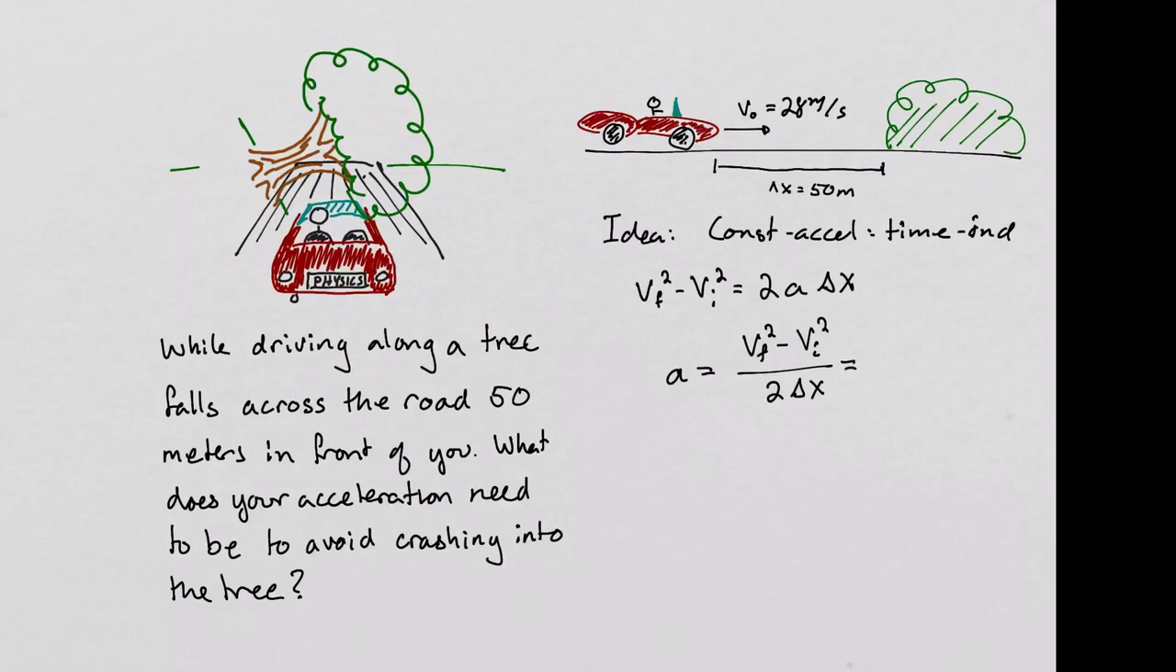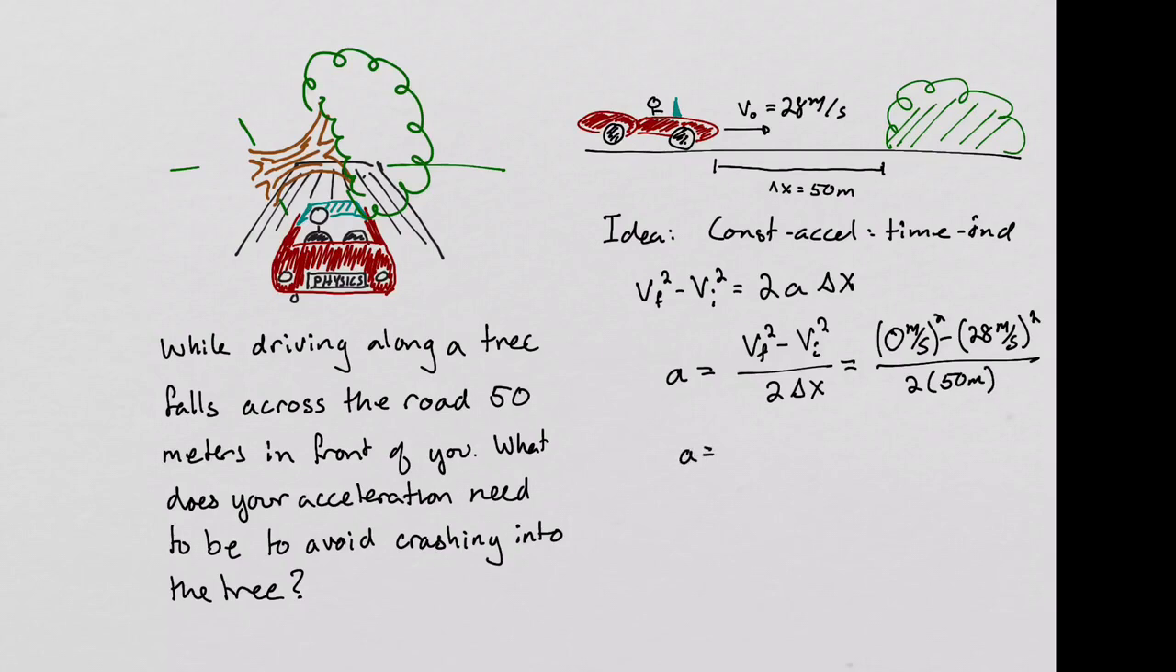Plugging in some values, we know that the final velocity, if we want to stop before we hit the tree, should be 0 meters per second, so 0, minus our initial velocity, which is 28 meters per second. And we need to do this stopping hopefully within 50 meters.